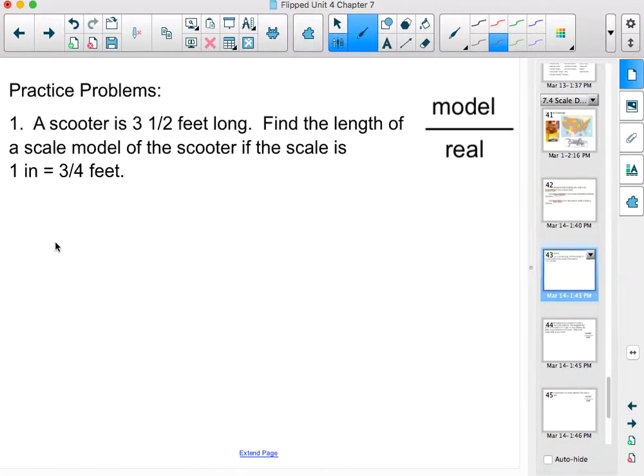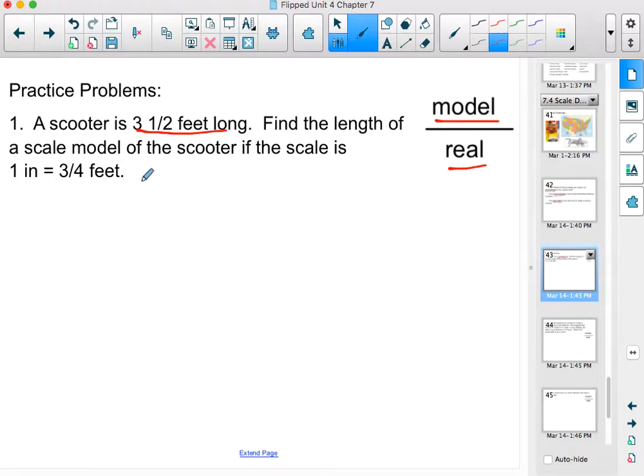Let's look at a practice problem. Number 1, a scooter is 3.5 feet long. This is the real life measurement of a scooter. Find the length of a scale model of the scooter if the scale is 1 inch equals 3/4 of a foot. First thing you have to remember, model over real. We are always going to put the model length on top, the real length on the bottom.